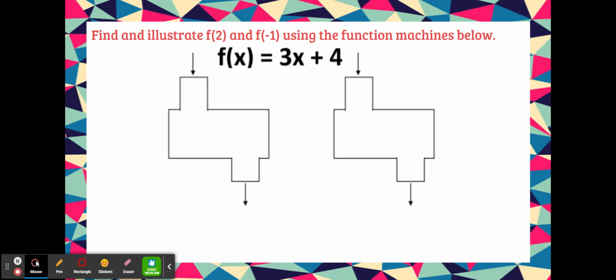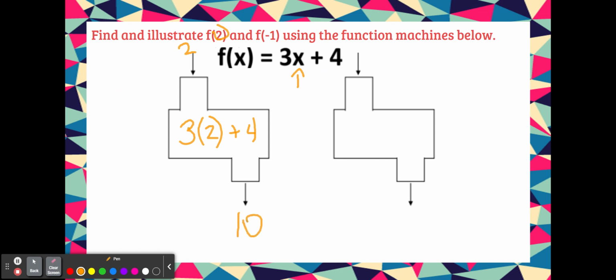So this says find and illustrate f of 2 and f of negative 1 using the function machines below. So we're going to input the first input, which is 2, into the function. Think of it like 3 times, instead of x, we're going to input the value of x, which is 2, plus 4. Well, 3 times 2 is 6, plus 4 is 10. So we would say when we use the function with an input of 2, we get the answer of 10.